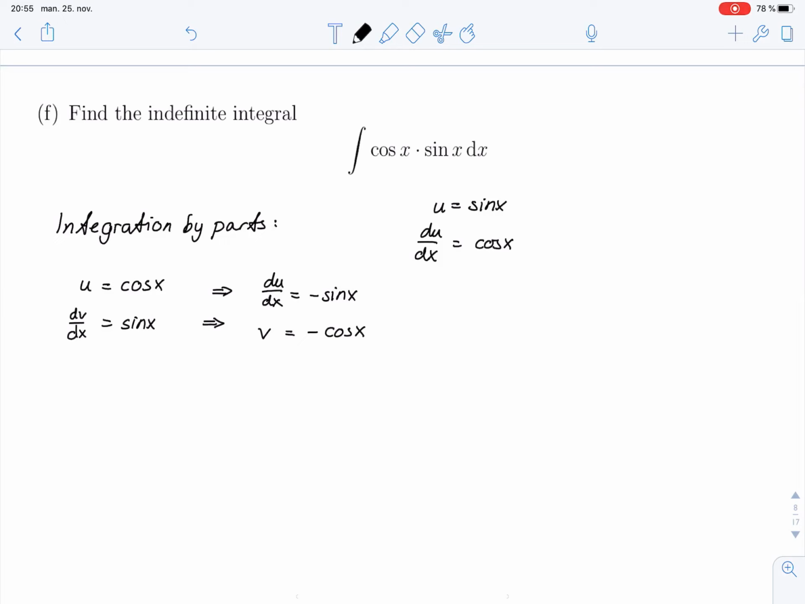Okay. And then we have this integral. So remember the integration by parts thing. Let's use the same notation over here.